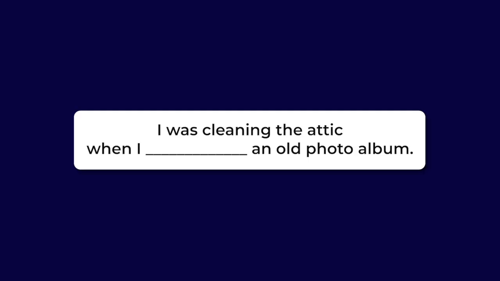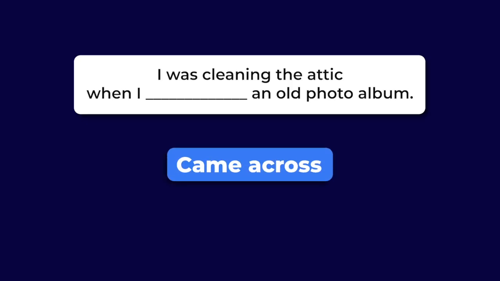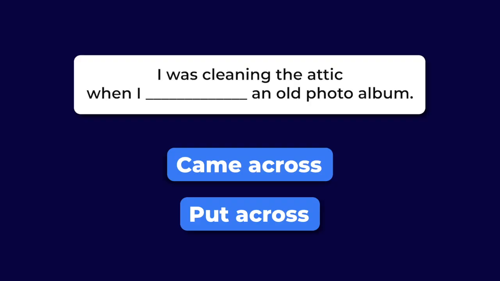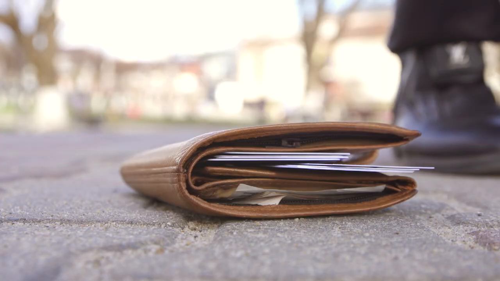I was cleaning the attic when I blank an old photo album. When I came across an old photo album, or when I put across an old photo album. The correct answer is came across. The phrasal verb to come across something means to find it unexpectedly. So if you're cleaning your attic or any other storage area in your house, you might come across some interesting things. That means you might find some things that you didn't know were there. The phrasal verb put across does not exist. I can't think of any case in the English language where I would say put across.